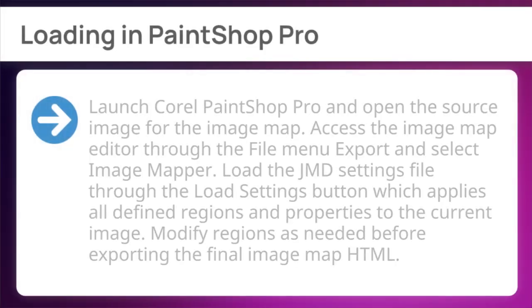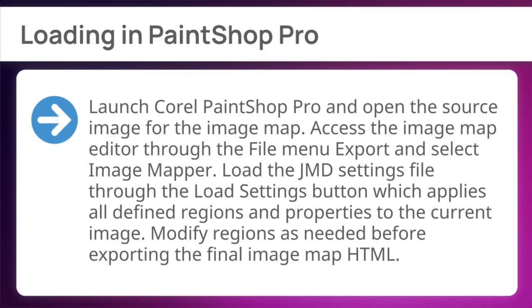First, loading in PaintShop Pro. Launch Corel PaintShop Pro and open the source image for the image map. Access the image map editor through the File menu, Export, and select Image Mapper. Load the JMD settings file through the Load Settings button, which applies all defined regions and properties to the current image. Modify regions as needed before exporting the final image map HTML.